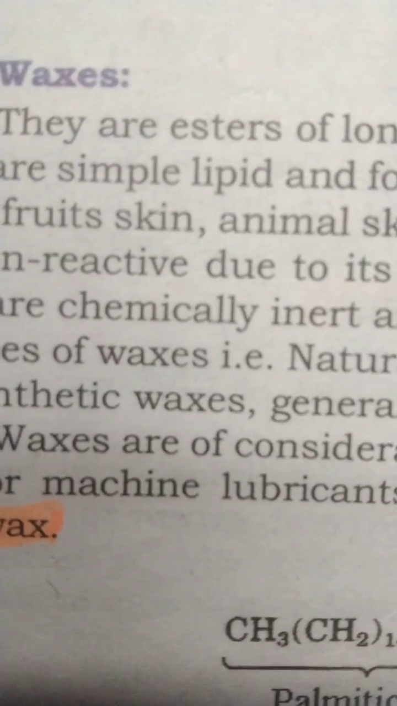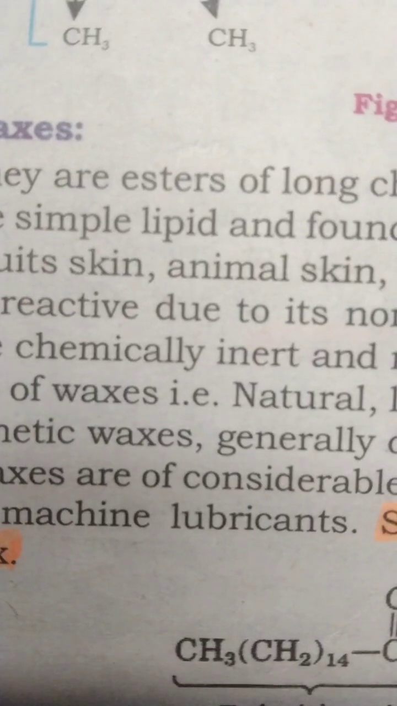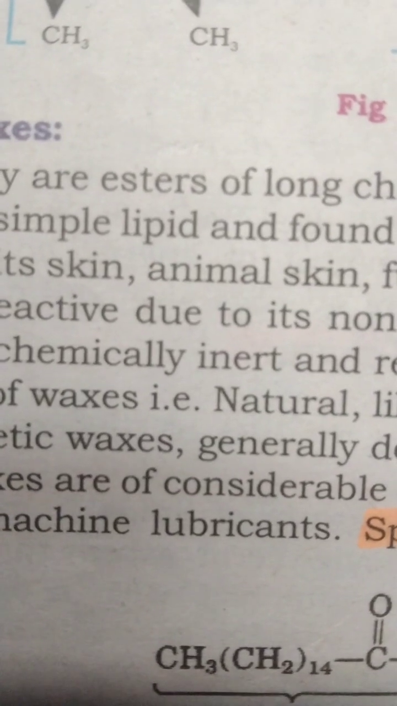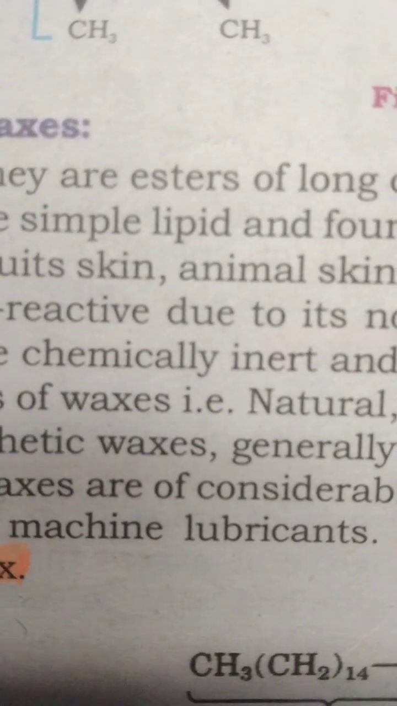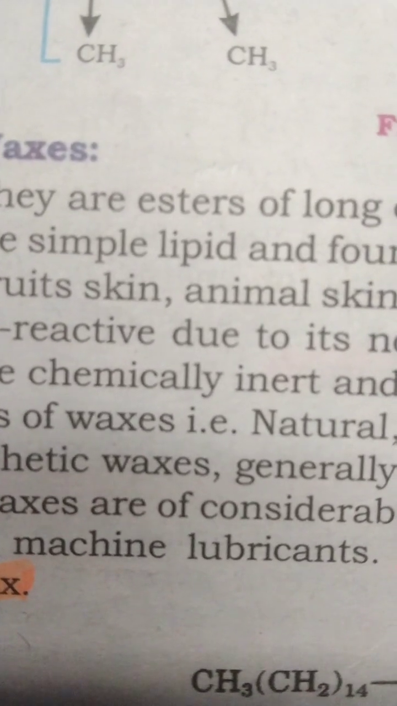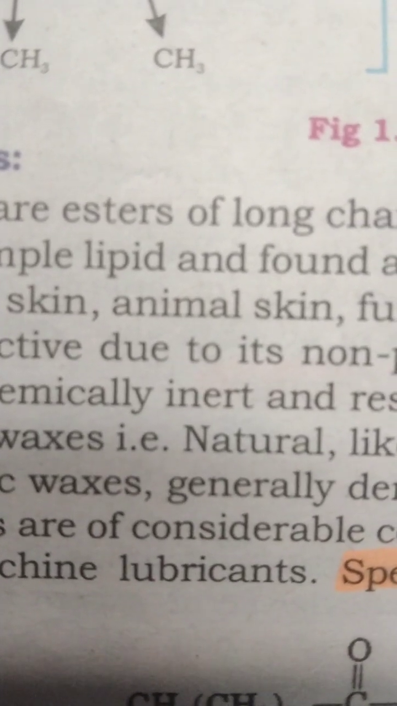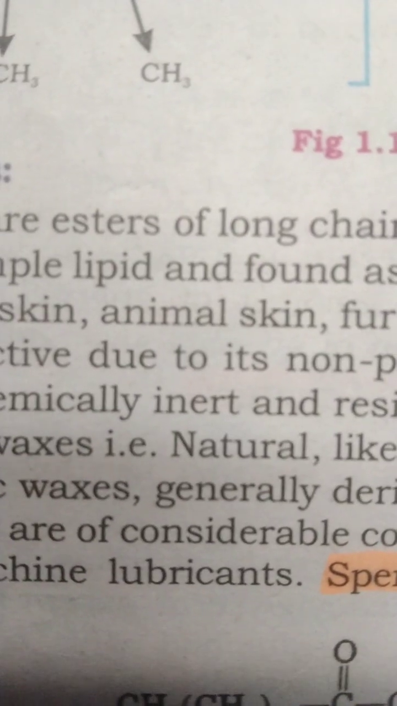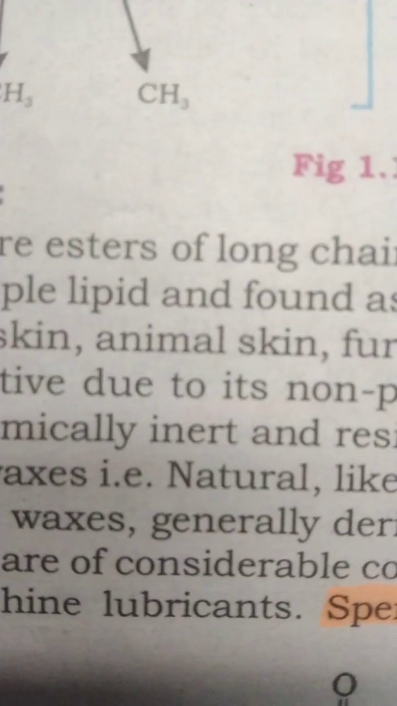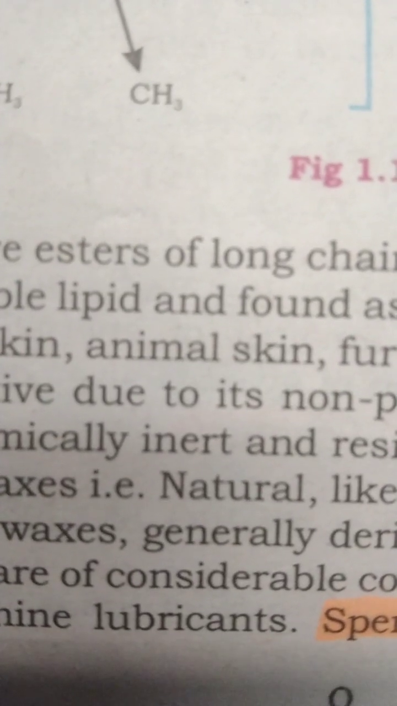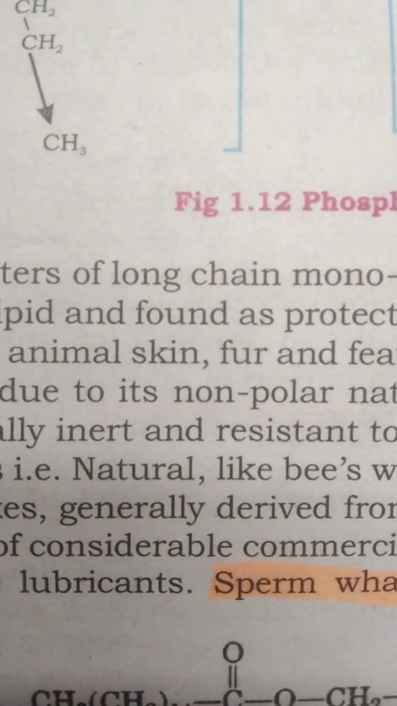Waxes are esters of long-chain monohydroxy alcohol and long-chain fatty acids. They are found as a protective coating on stem, stalk, leaves, animal skin, fruit skin, and feathers, everywhere, because they are water repellent and non-polar in nature, hydrophobic compounds. They are of two types: one is natural, like beeswax and the cuticle of leaves, and the second is synthetic, which is derived from petroleum or polyethylene.